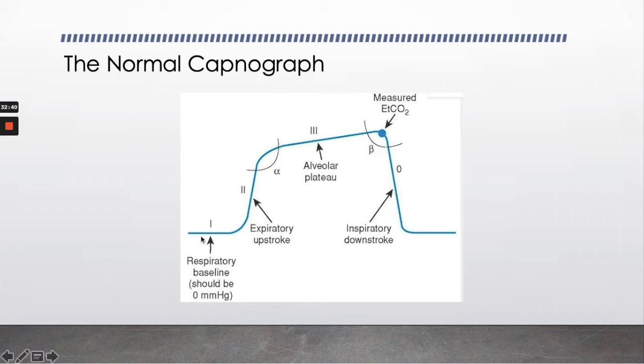So this is your baseline, which should always go back down to baseline unless there are some rebreathing problems or some other problems where we're retaining end-tidal CO2 and we're not exhaling it all the way out. So this is our expiratory phase, and then this is our inspiratory phase.